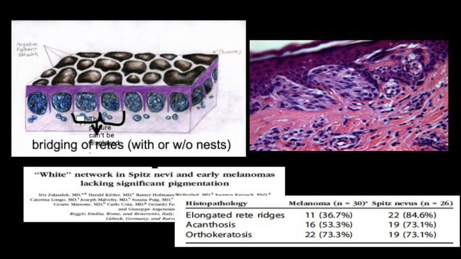And what do they correspond to? It corresponds to one of two things under histology. Either it is large, dense nests of melanocytes in the papillary dermis, causing the rete ridges to be squished and elongated, or it's due to bridging of adjacent rete ridges. Either one can give you the appearance of what looks like a negative network.